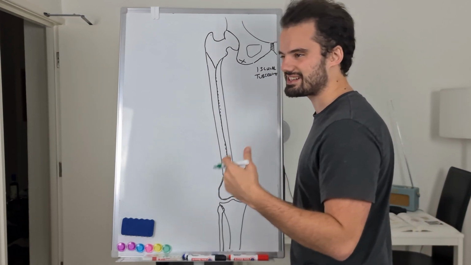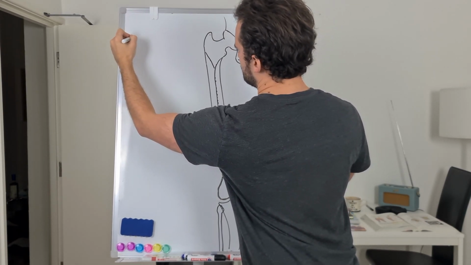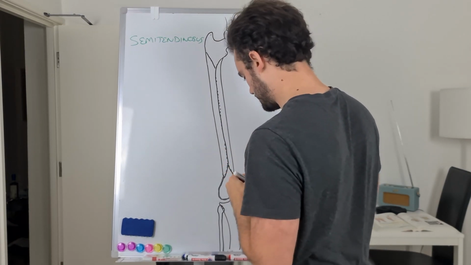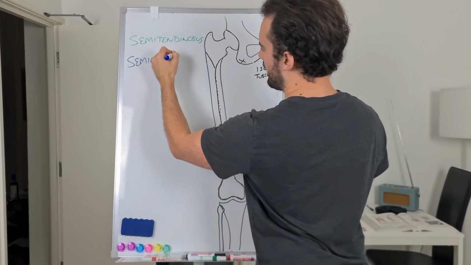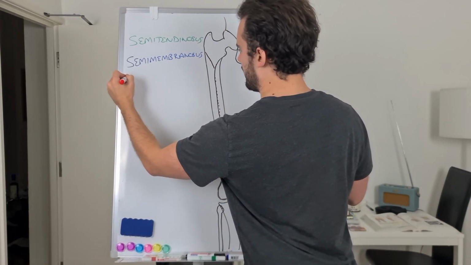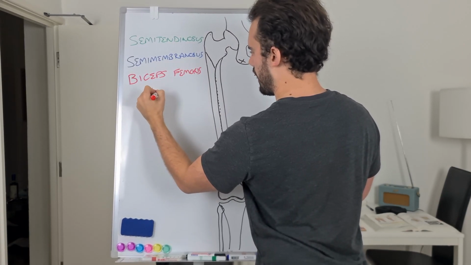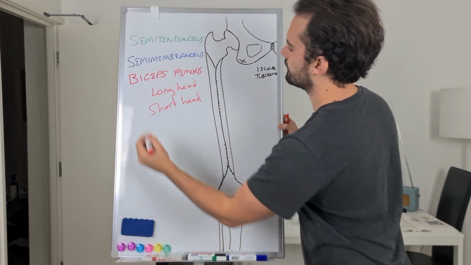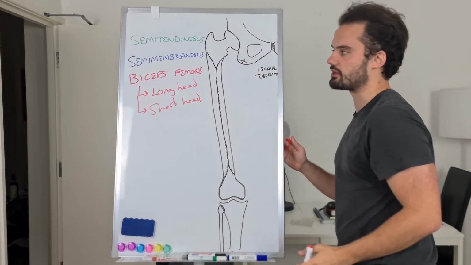So we've got four muscles, I said. Which one should we do first? Let's do semitendinosus first. We then have semimembranosus. And then finally, we have biceps femoris, long head, short head. One, two, three, four. Four muscles of the posterior compartment, okay?